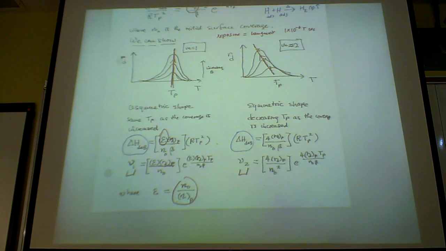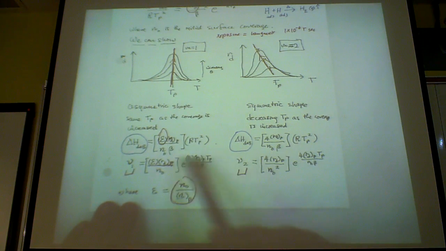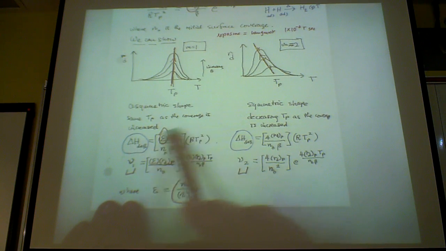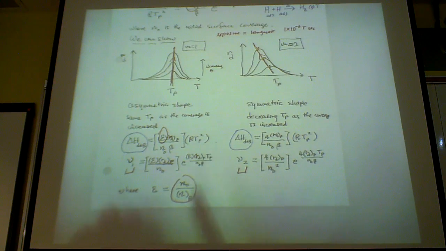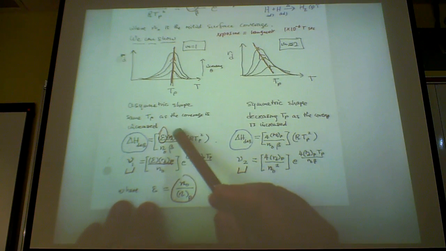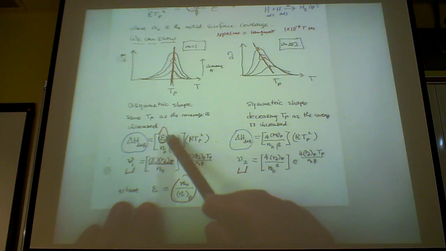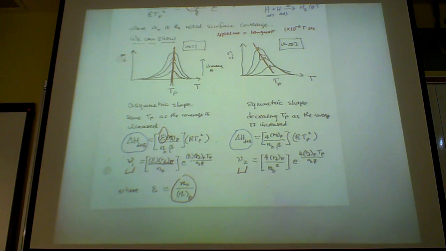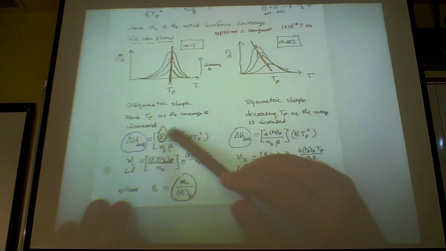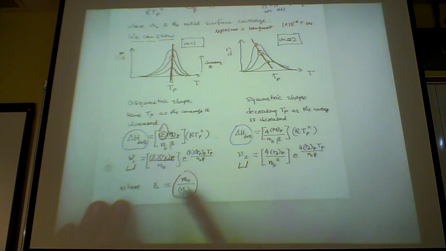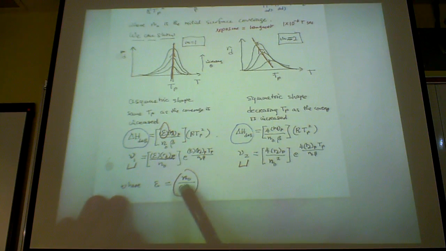But there's a couple of problems with this type of analysis, where you try to equate your desorption energy to TP, for example. And the maximum desorption rate, RDP, is the desorption rate at the peak. Because you have N naught and so forth, but in the case of first order, this epsilon here actually depends on the flux, the coverage. The N is the coverage at the peak maximum.